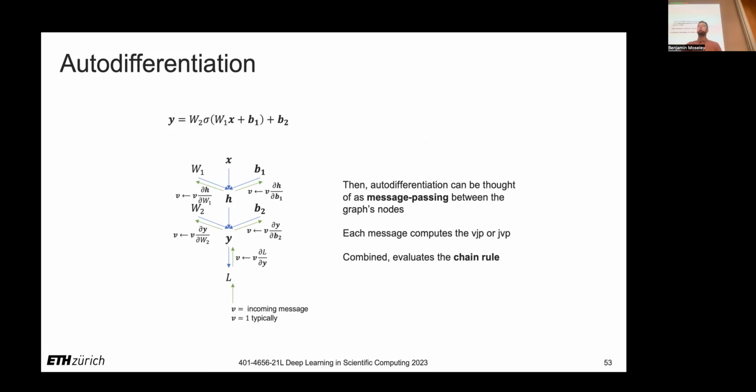So if we define the graph and these three things, then evaluating the chain rule, or just doing autodifferentiation in general, you can think of it as message passing on this graph. We start with an initial vector, and if we just have a scalar loss function, that's just going to be the value 1. And then we apply the chain rule based on the vector Jacobian products of each operation on the graph, and we propagate these messages backwards through the graph.